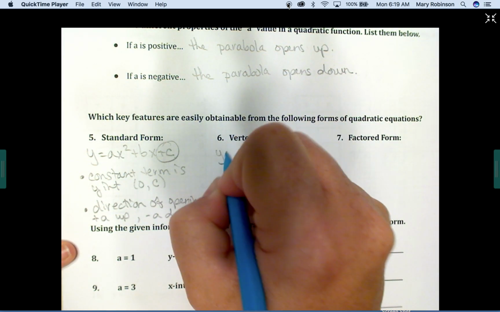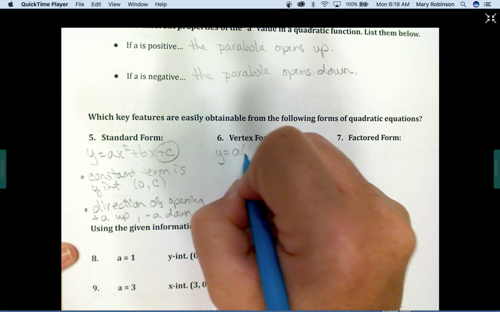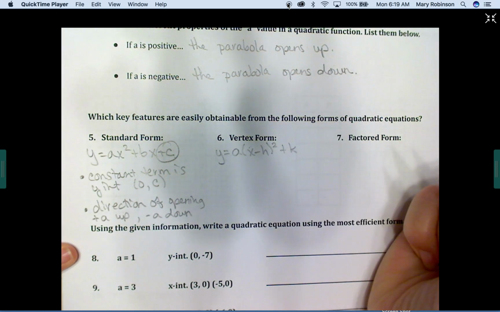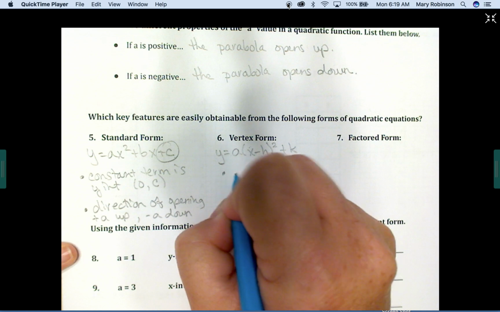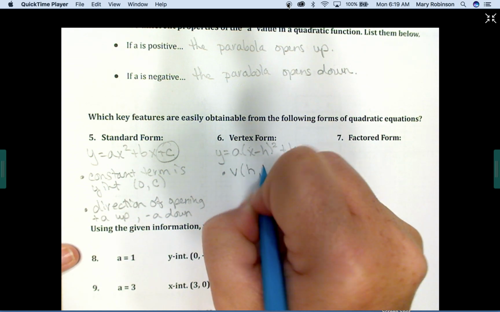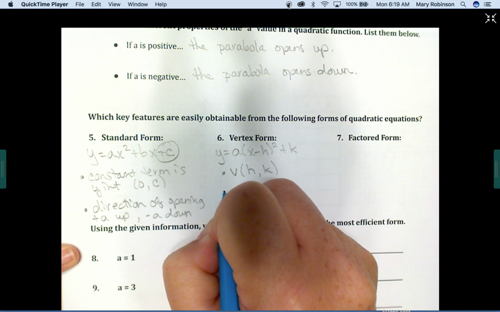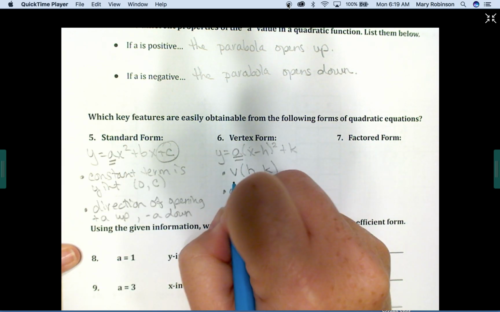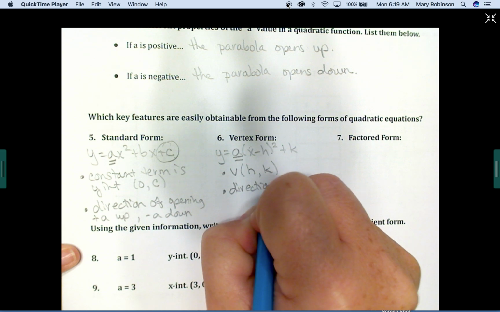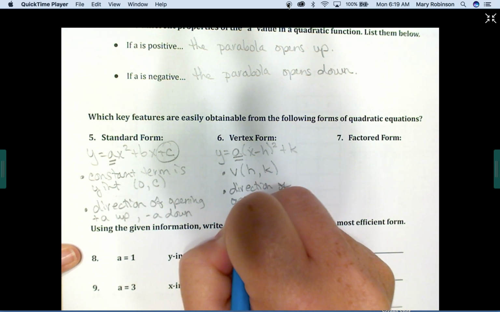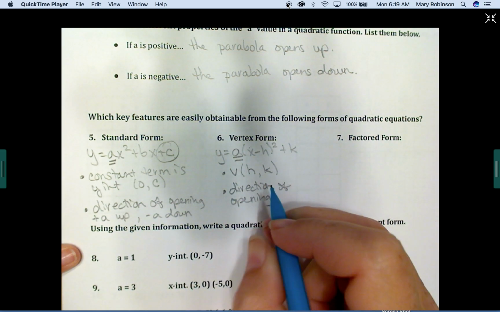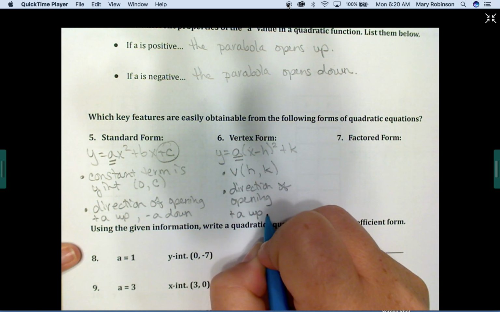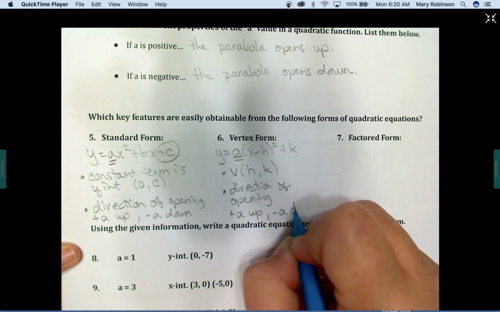Vertex form is y equals a times the quantity x minus h squared plus k, where what we know is that our vertex is the ordered pair h, k. And again, because we also have the a value, we know the direction of opening. Again, positive a up. If a is negative, down.